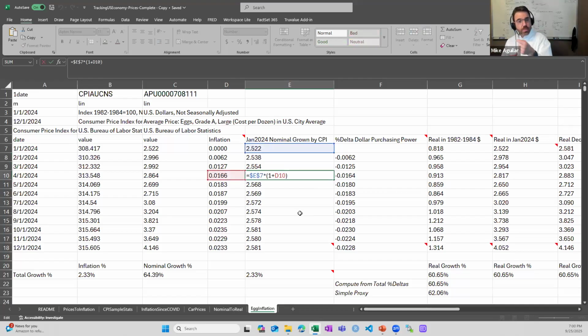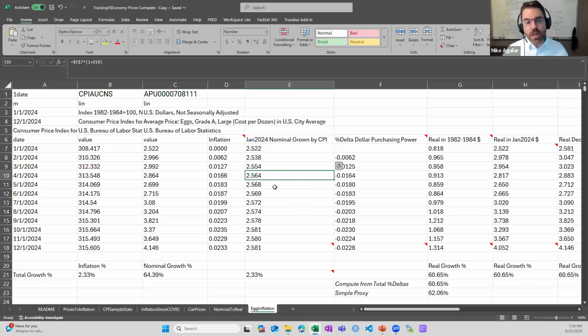So what I'm doing is saying you paid $2.52 in January of 2024. If eggs prices didn't have any relative price changes, if it was only absolute, only about the change in the purchasing power of the dollar, they would have been $2.56 by April and $2.58 by December. Clearly, they didn't do that, right? They were up to $4. So there was a massive relative price change as well.